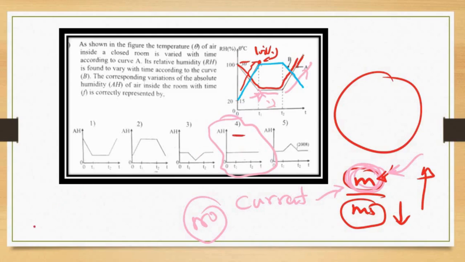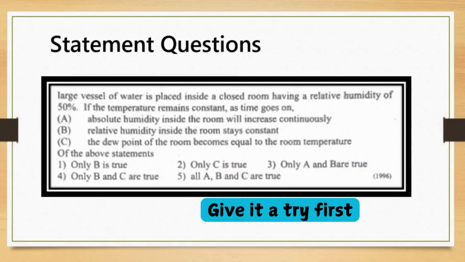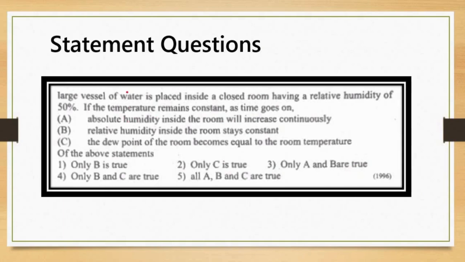Now we are moving into statement type questions. All right, first statement question. So you can hold there and find the answer, then come back of course for sure. So I'm moving into the answer now. Let's read the question. A large vessel of water is placed inside a closed room. So let's say we have a closed room and a large vessel with water is placed inside of it, having a relative humidity of 50%. So it's not saturated. That means no saturation there, right?